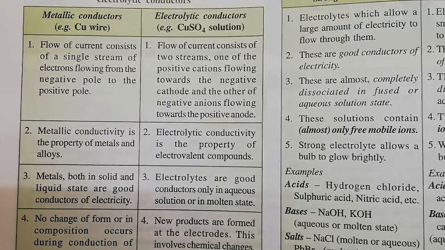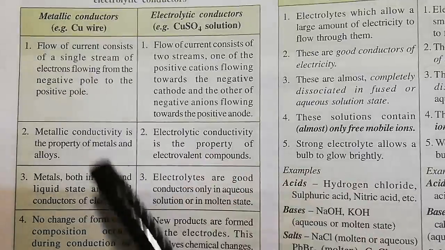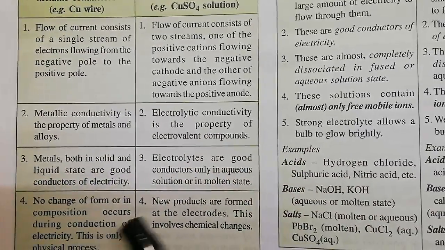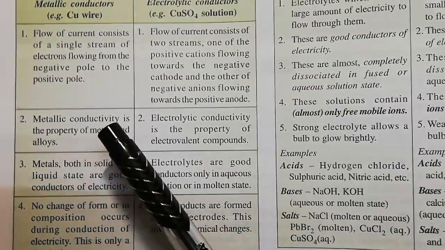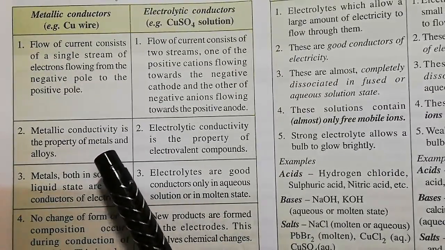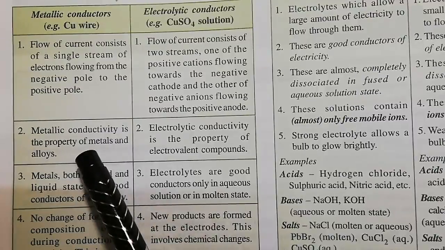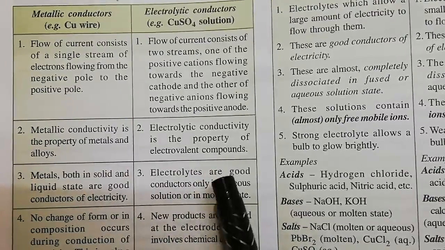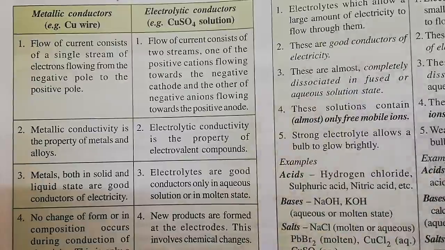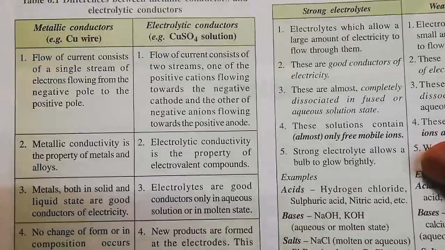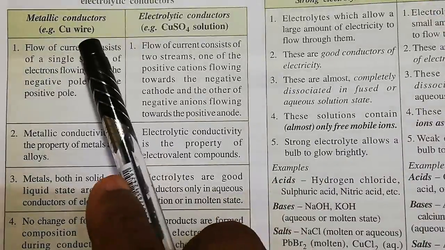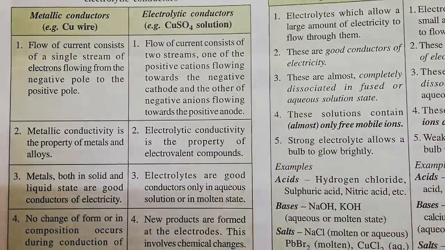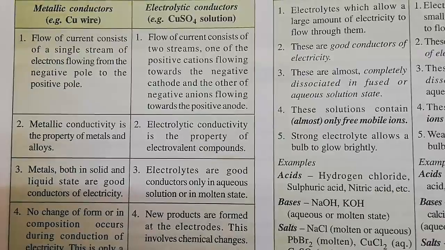Whenever electricity flows through a metallic conductor, physical changes occur, but here chemical changes occur. When electricity flows through the metallic conductor, the mass or substance is not moving, but here the mass or substance is moving. So these are the common comparisons between the metallic conductors, and here as an example copper wire is taken, and for the electrolytic conductor, copper sulfate solution.